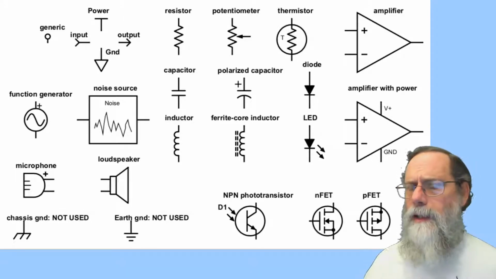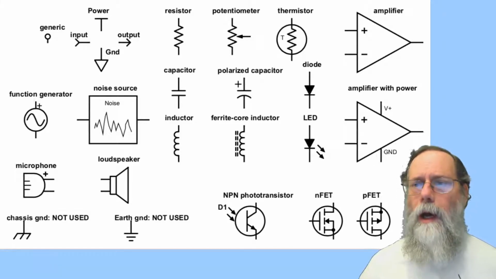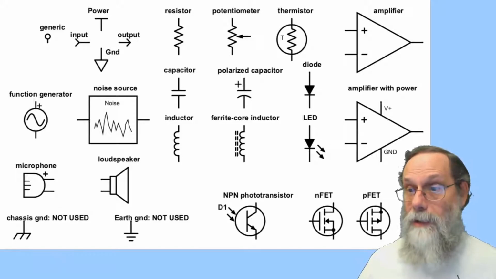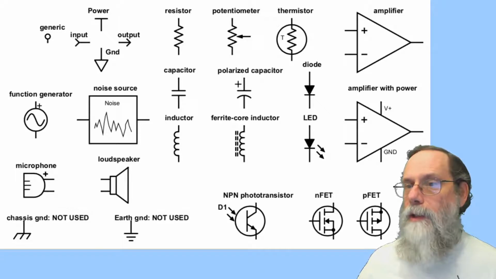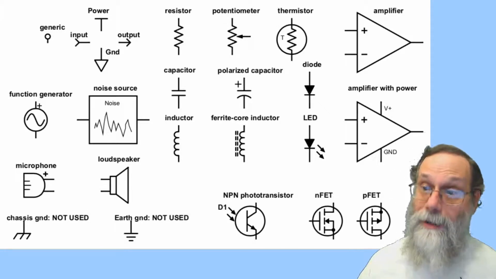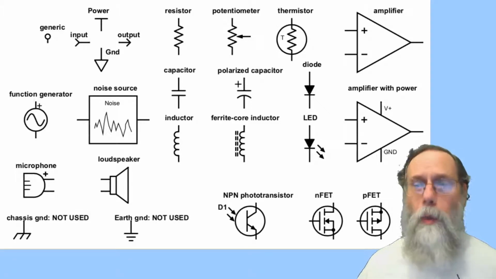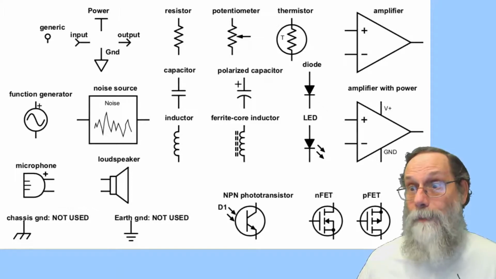The chassis ground is kind of an obsolete symbol. That comes back from the days when vacuum tube systems were built on big aluminum objects. That was the chassis, and that chassis, because it was a conductive metal plate, was a node in the system. Sometimes it was connected to earth ground, sometimes not, but there were connections to chassis ground.